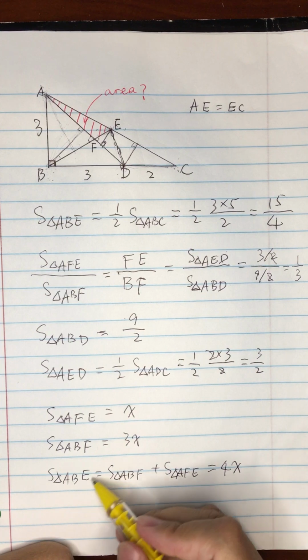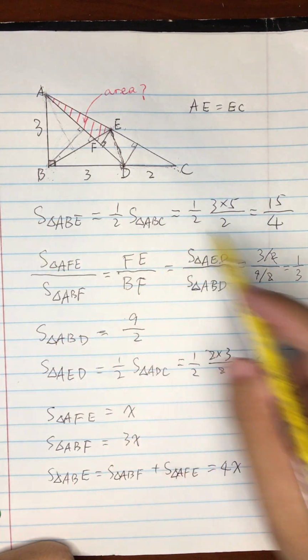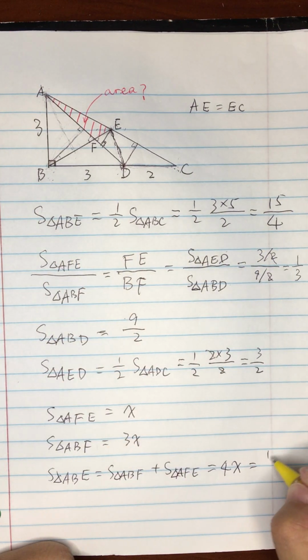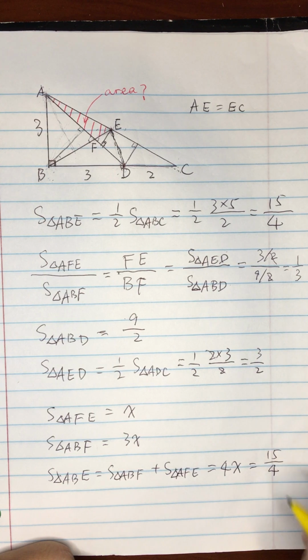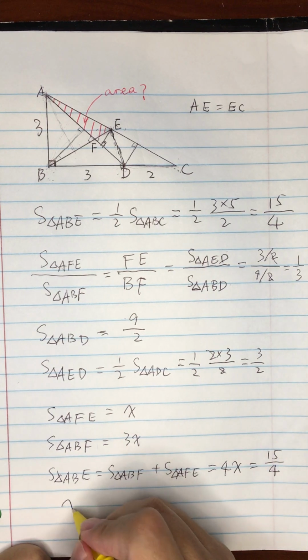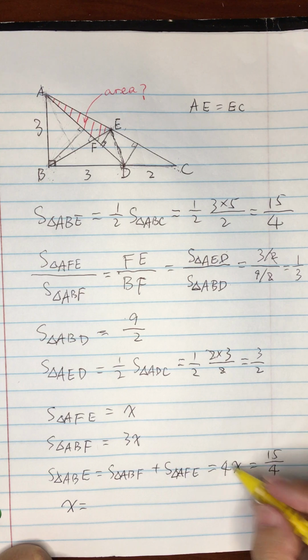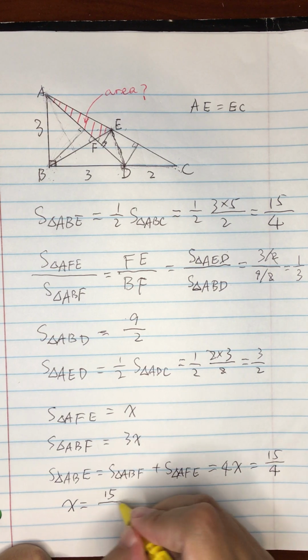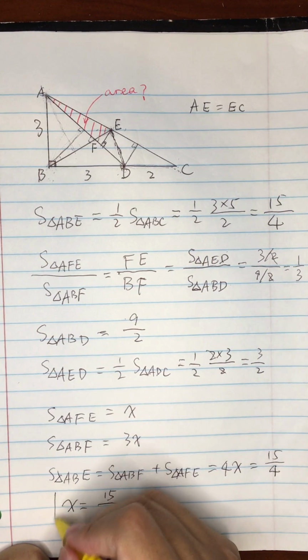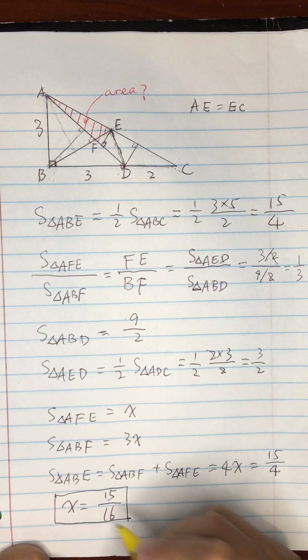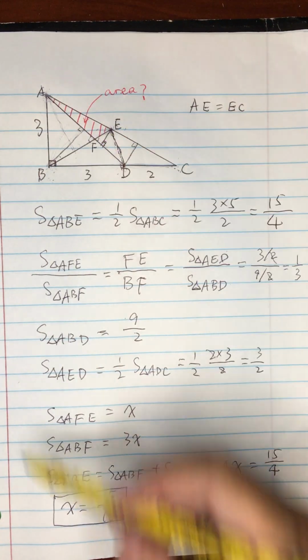And we know that the area of ABE is 15 over 4. So x is going to equal that divided by 4, which is 15 over 16. And that's our answer: the area of AFE is 15 over 16.